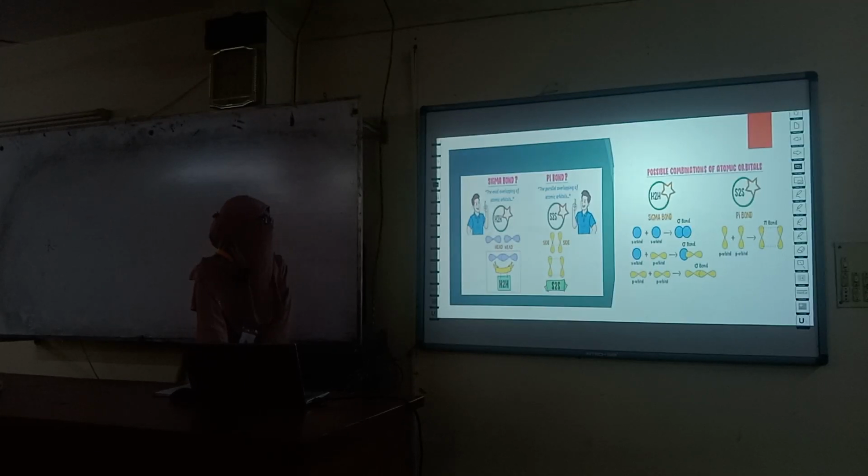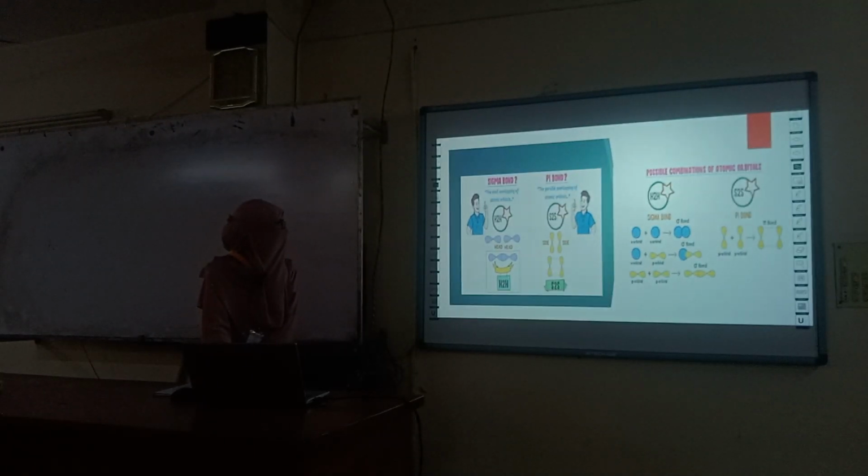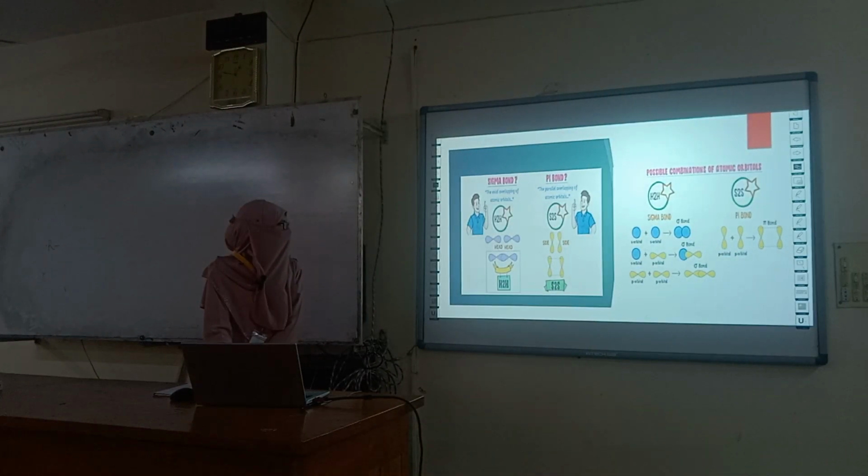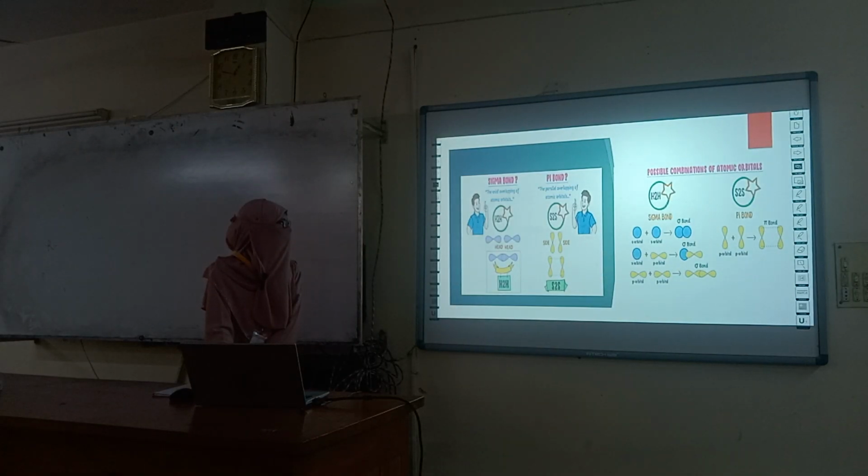What is sigma bond and what is pi bond? At first, sigma bond is the axial overlapping of atomic orbitals. The parallel overlapping of atomic orbitals is called pi bond.